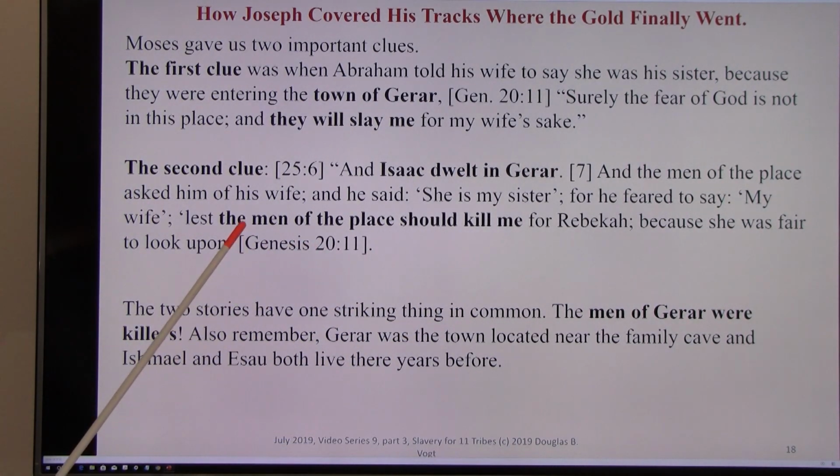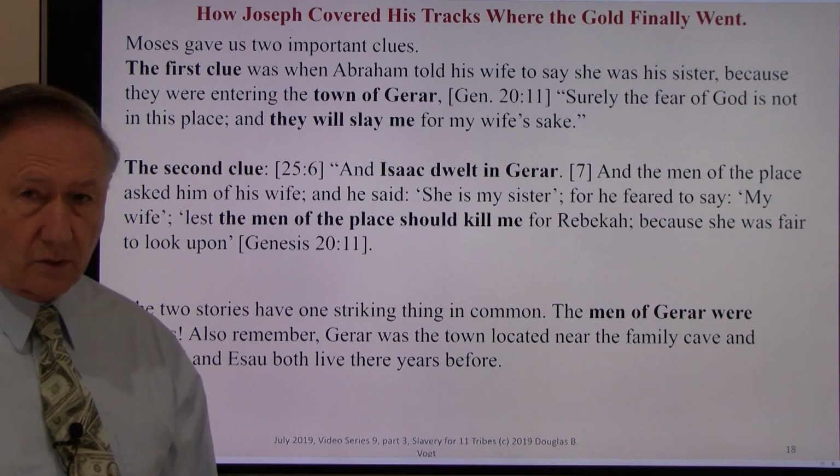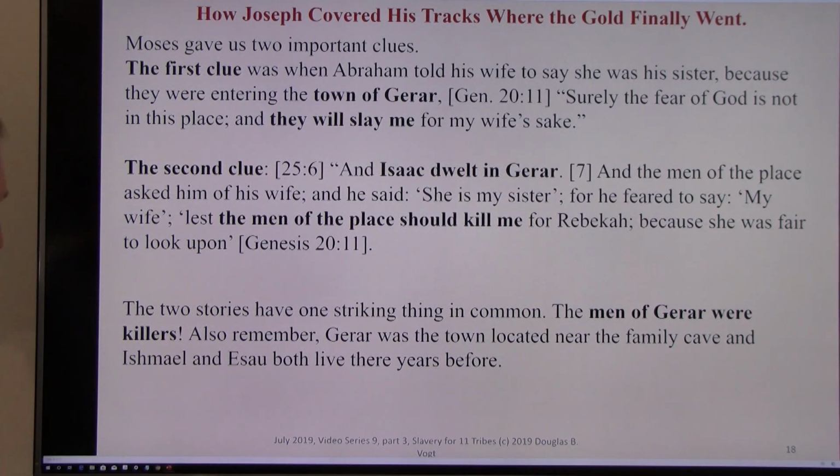And the men of that place asked him of his wife, and he said, she is my sister, for he feared to say, my wife, lest the men of this place should kill me for Rebekah, because she was fair to look upon. In other words, in 2 places, in the story of Isaac and the story of Abraham, he winds up saying very plainly, the men of this place, Gerar, were killers, murderers. Probably for hire too, as you'll find out. So that's really the message you have to take from these 2 quotes.